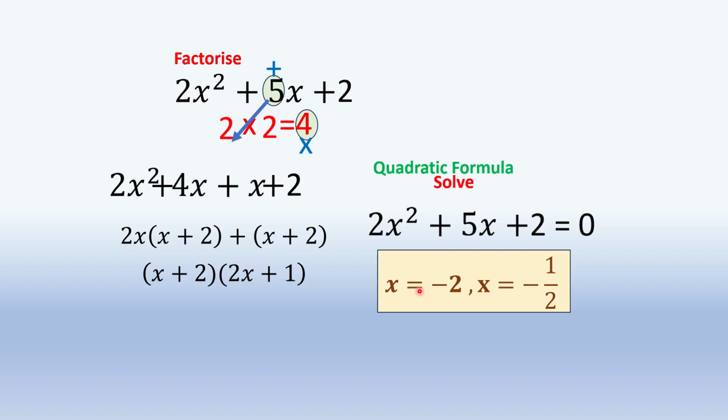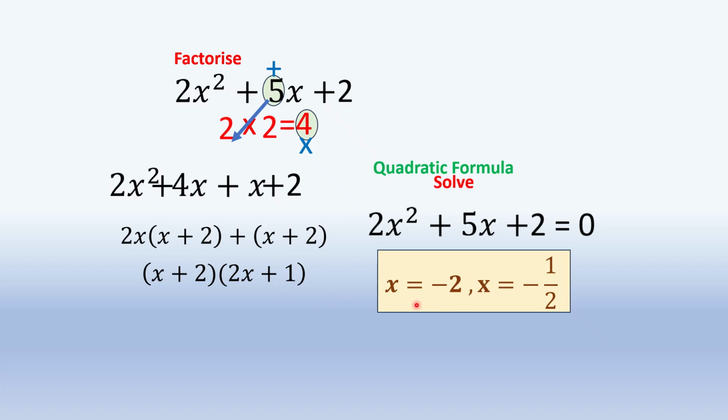You got x equals -2. That means the bracket will have x plus 2. It's just the opposite sign. And you have x equal -1/2. So what you will do is you will multiply x times 2 is 2x, and then change the sign. It's -1, so it's just +1.